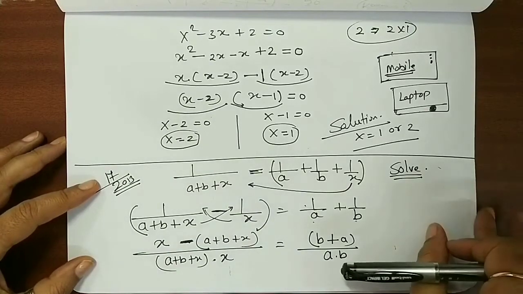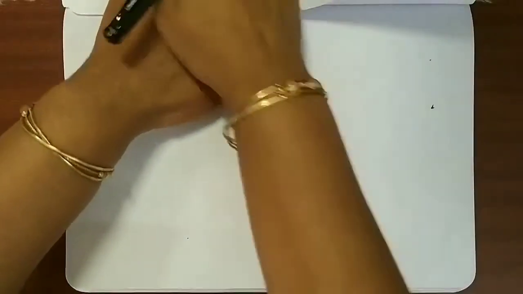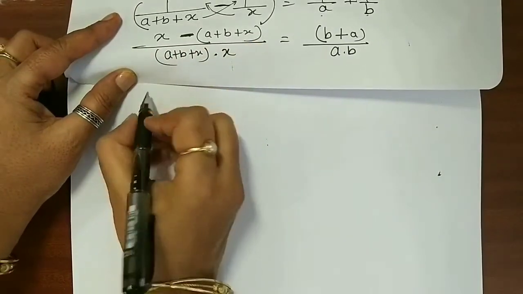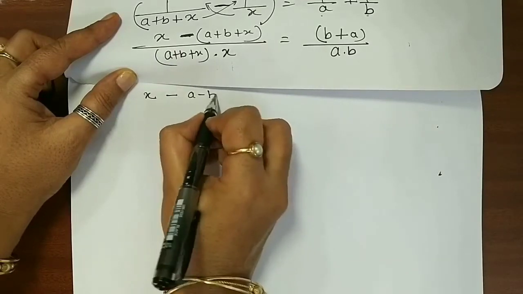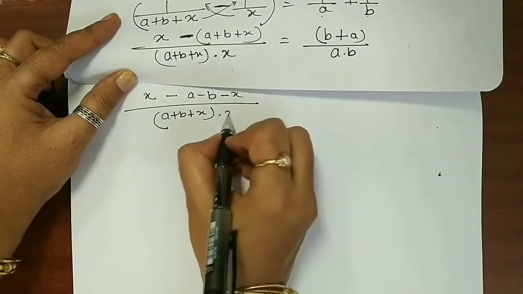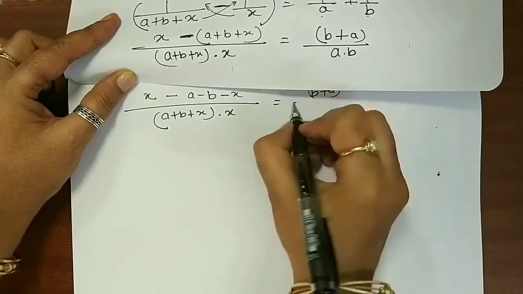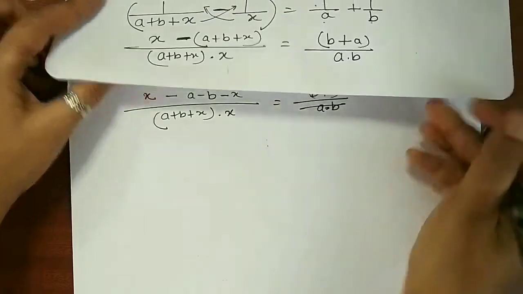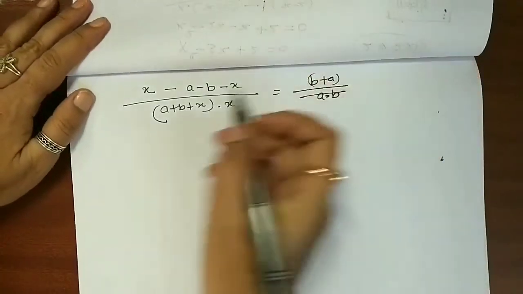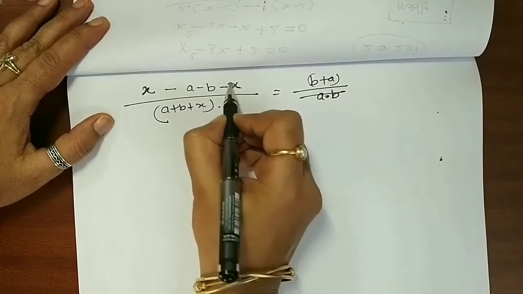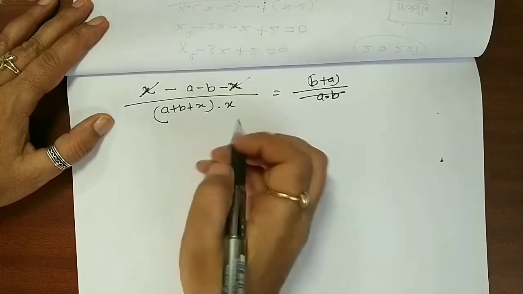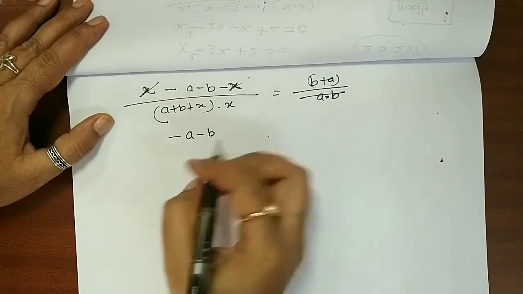Okay, so let me do it on a fresh page. Here guys, this is my before part, so let me copy it. Minus a minus b minus x by (a plus b plus x) into x is equal to (b plus a) by a into b. Correct. Now let me simplify it. I can see that this x and this minus x are cancelling. Okay, so I am left with minus a and minus b.